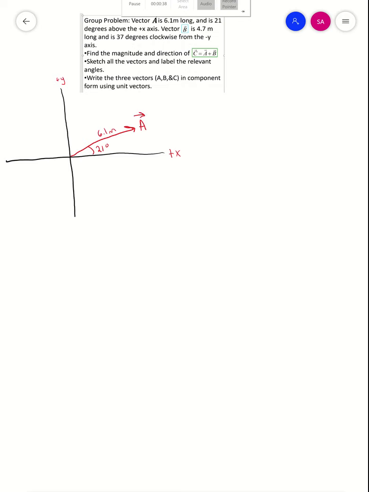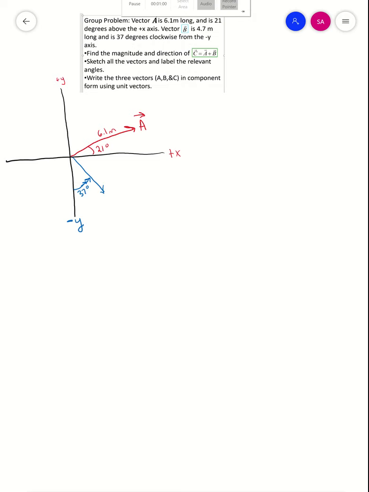Okay, vector B is 4.7 meters long and it's 37 degrees clockwise from the minus y-axis. Let me go to blue for vector B. So minus y is down at the bottom. So I'm saying I'm going to go 37 degrees clockwise from that. So clock goes around in this direction. So let's say something like this is 37 degrees.